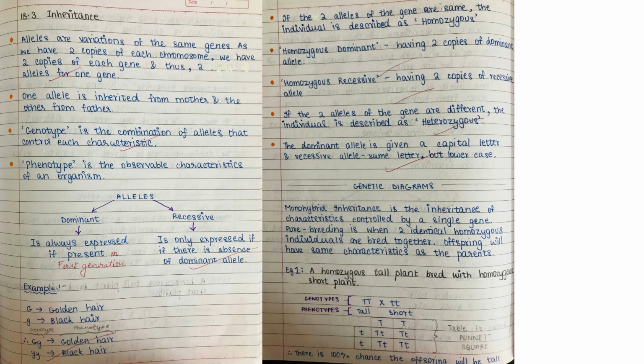So the first example we can see here is a homozygous tall plant being bred with a homozygous short plant. So we are naming the homozygous tall plant as T, which is its genotype, and the homozygous short plant genotype is t. So when we breed these two together, we'll get 100% chance of the offspring becoming tall, but all the offspring will be heterozygous.